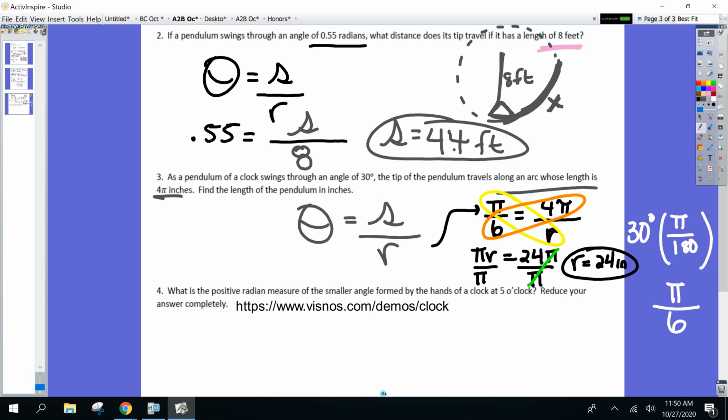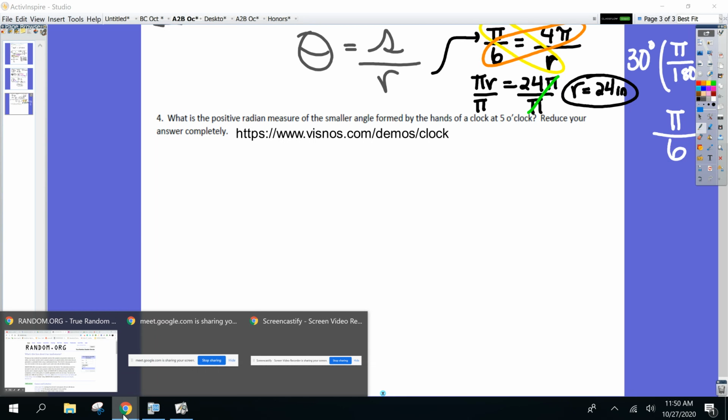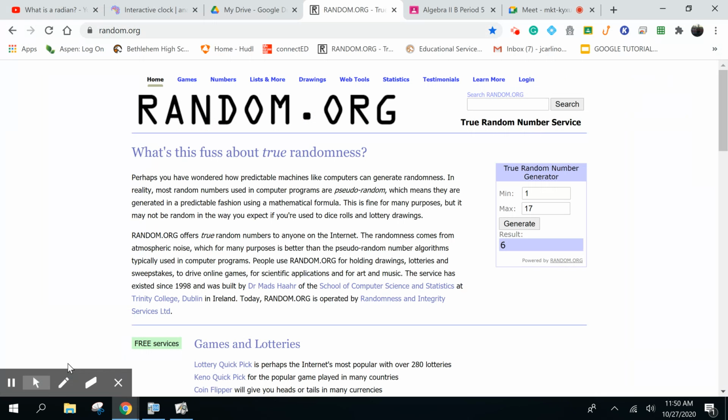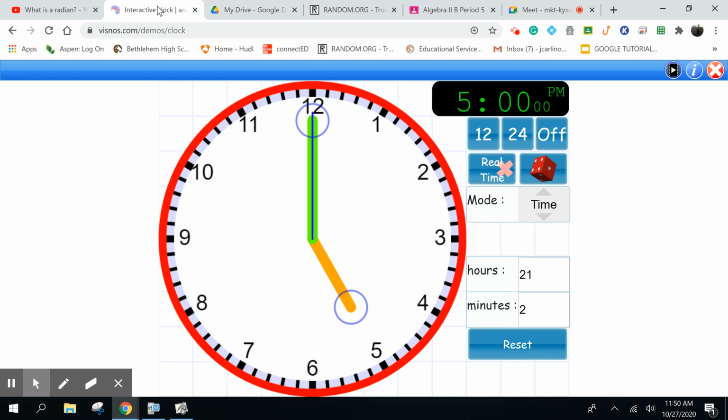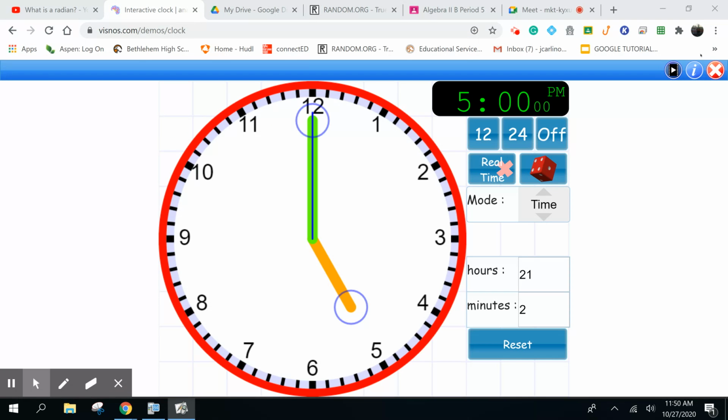And last problem here. We do need to know how to do these. What's the positive radian measure of the smaller angle formed by the hands of a clock at 5? All right, so guys, go ahead, draw yourself a clock at 5 o'clock for me. Here you go, 5 o'clock.